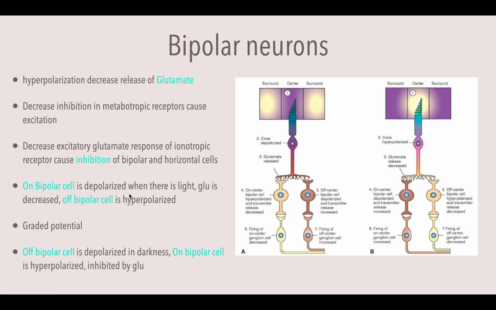This is a graded potential, so this is not just all or nothing, right? So they can build. The OFF bipolar cell is going to be depolarized in darkness, and the ON bipolar cell is going to be hyperpolarized, and that is going to be inhibited by glutamate. So when glutamate is released, the ON bipolar cell is going to be hyperpolarized in light, and the firing of the ON ganglionic cell is decreased, and then the other side has to be coordinated, right? So both cannot be on.